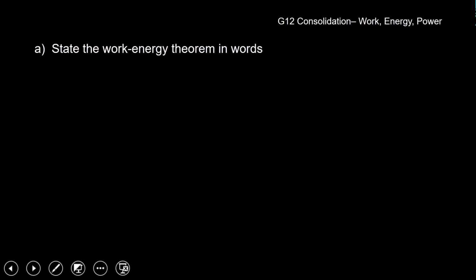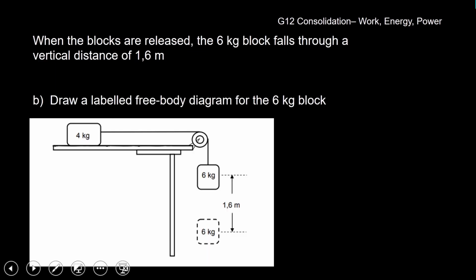Right, let's look at the first question. State the work energy theorem in words. We know that the work energy theorem is about the net work. And so the net work done on an object is equal to the change in the kinetic energy of that object. Those are important words. You can write them down. We don't have time right now to do that. Let's get to the next question.